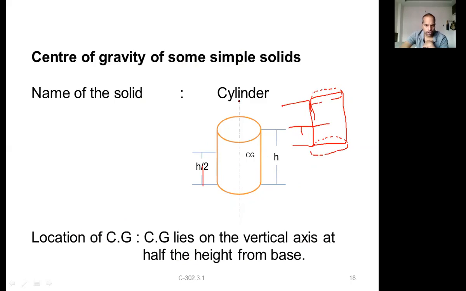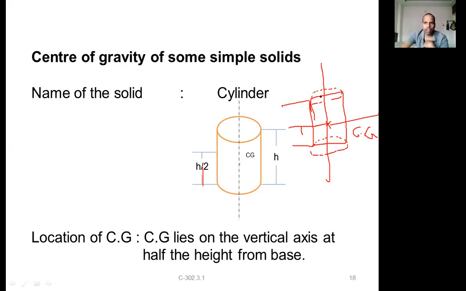Vertical axis means if you cut it into two halves like this, the CG lies on this line only. This is the vertical axis which divides both sides equally. In my drawing I am a little bit more on this side and less on that side, but let us assume it exactly cuts this member into two halves. So obviously the center of gravity lies on this line itself.